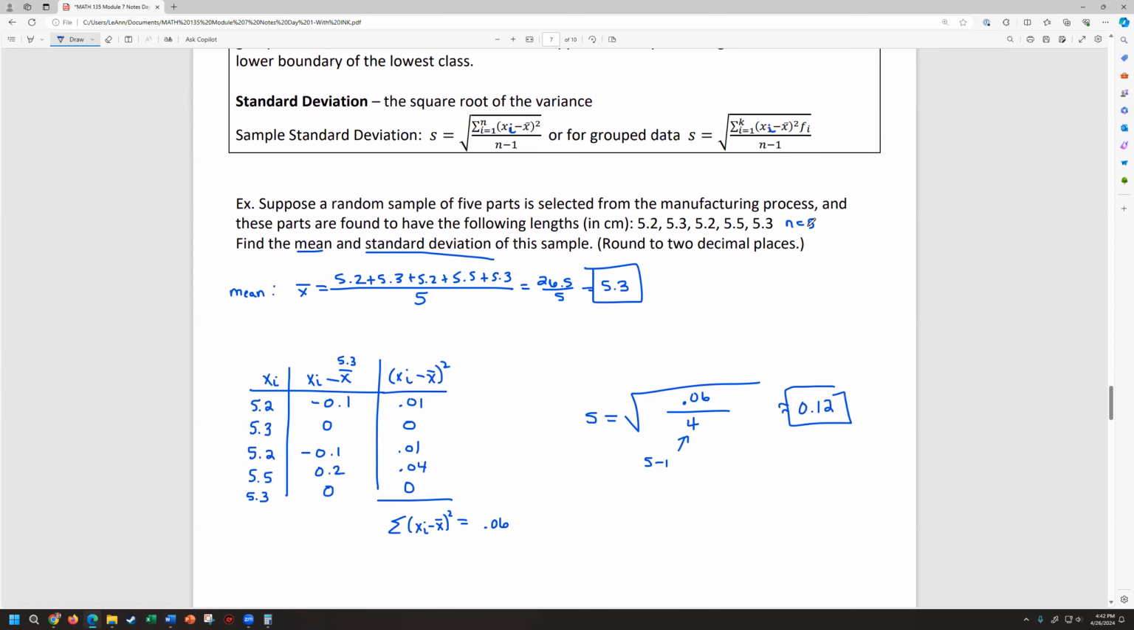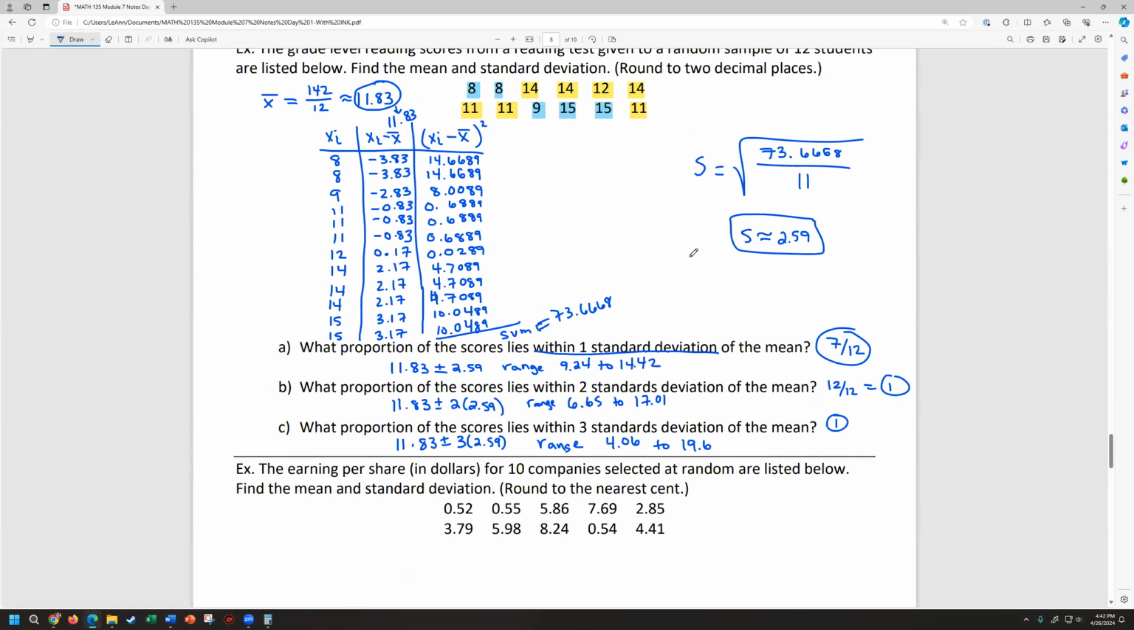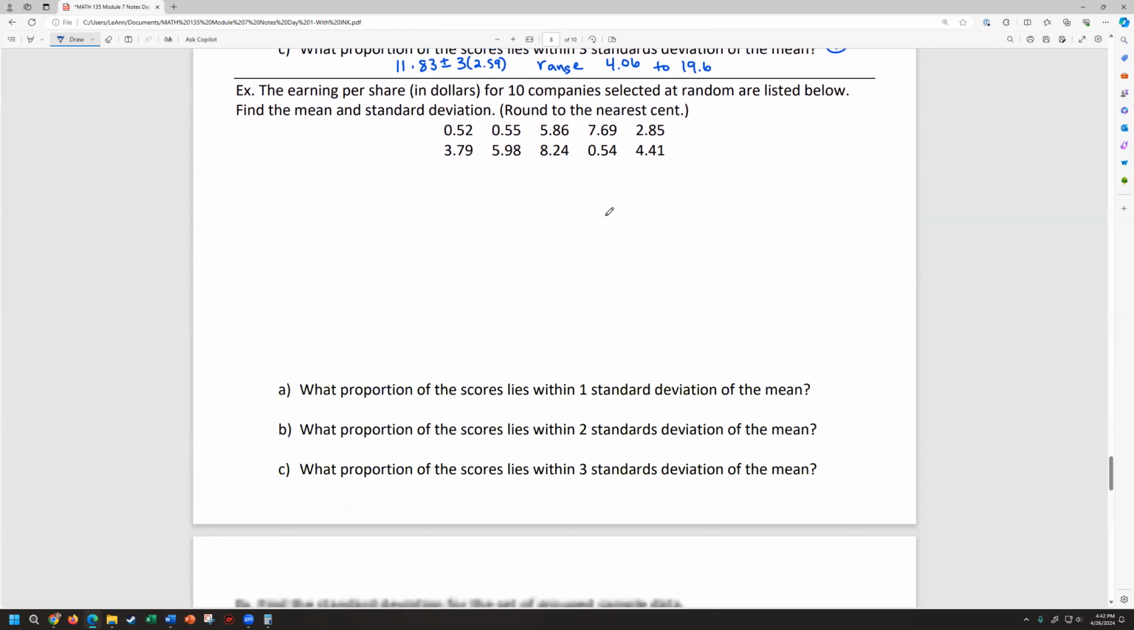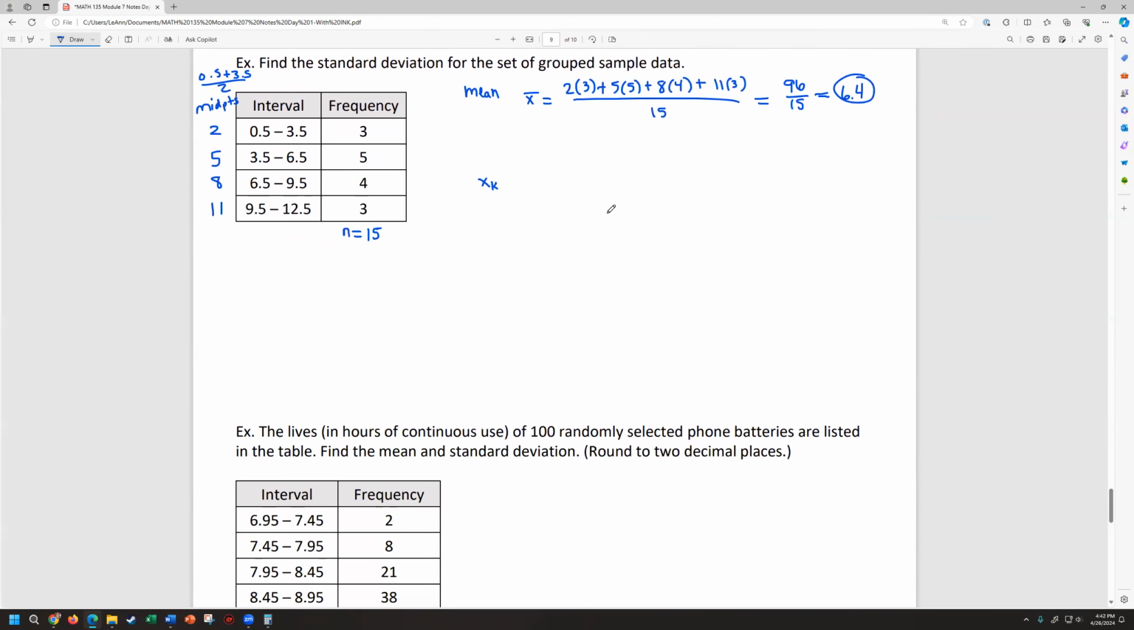We could have used that variation on the problem we had where there was a lot of repeats. We could have just listed 8 once, 9 once, 11 once, 12 once, 14 once, and 15 once, and we could have added a frequency column over here and said I had 2 8s, 1 9, 3 11s, 1 12, 3 14s, and 2 15s, and we could have then used that version of that formula. But I don't always jump to that if we don't have to. So the x sub k's are your midpoints. So that was these 2, 5, 8, and 11.